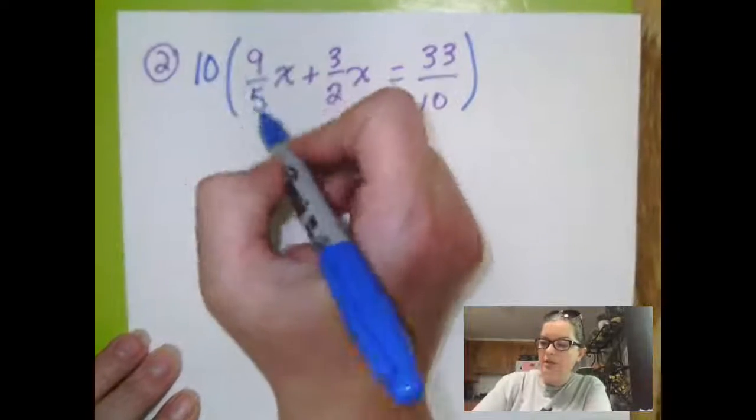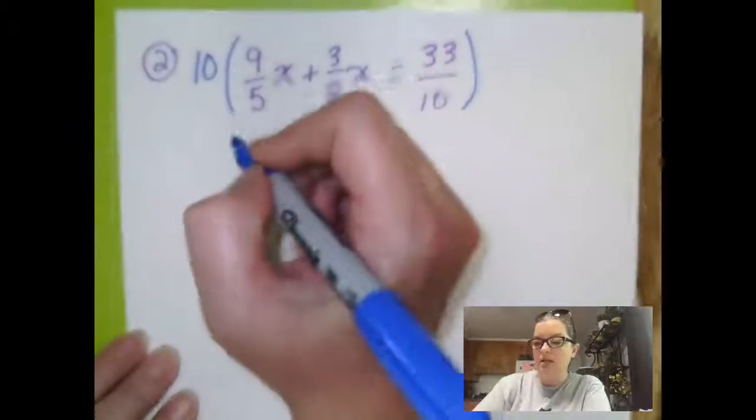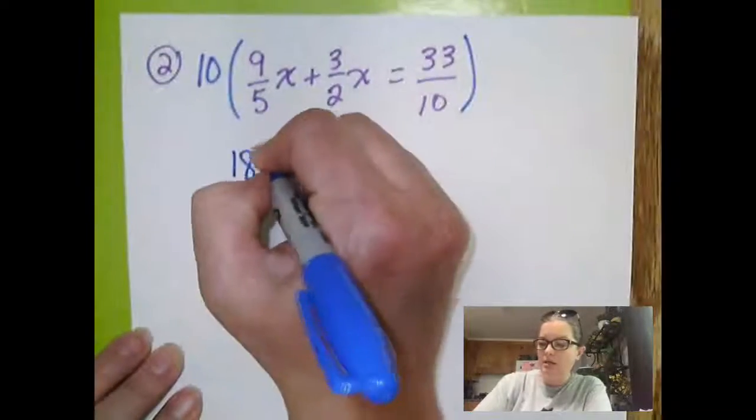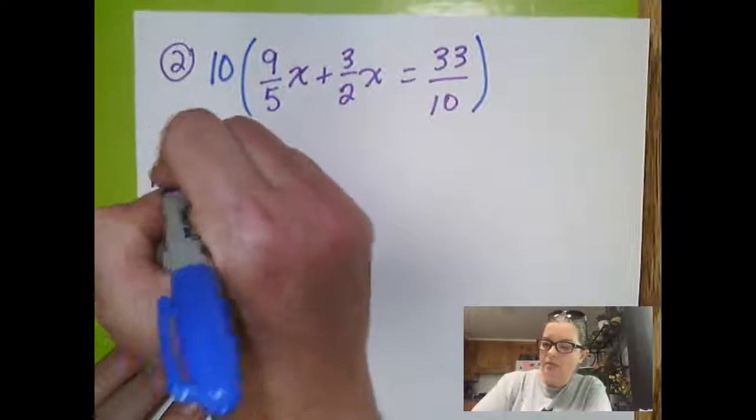For the first one, the 9 over 5, when I switch the 10 and the 9, 10 divided by 5 is 2, and then 9 times 2 is 18. So I've got 18x for that one. Let me show you that one more time.